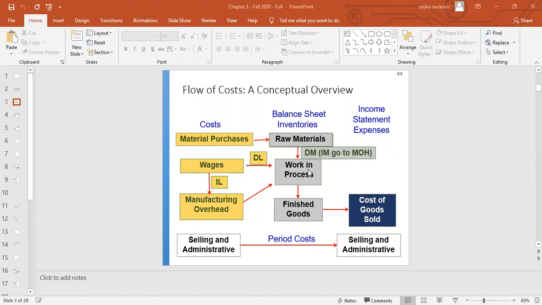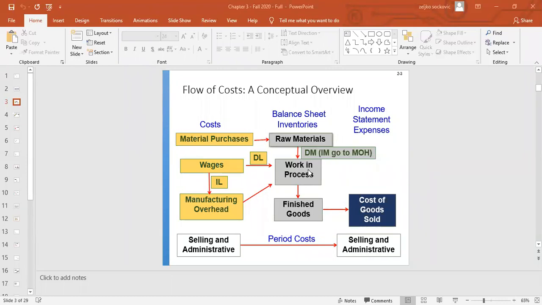Because some of the materials will be direct, and we know that direct materials we can trace directly to the product, right? We said this at the very beginning in chapter 1. So we can trace this directly to the product, so this will go straight into work in process. But indirect materials will not go straight to work in process. Why? Because we cannot trace indirect materials directly to the product.